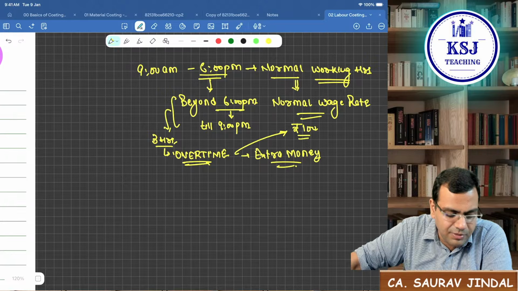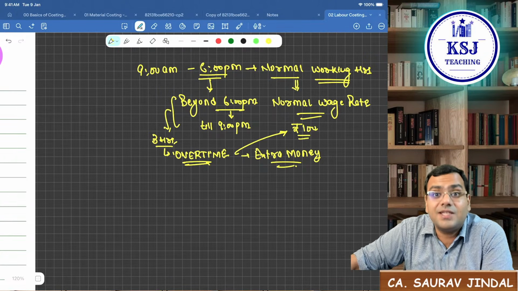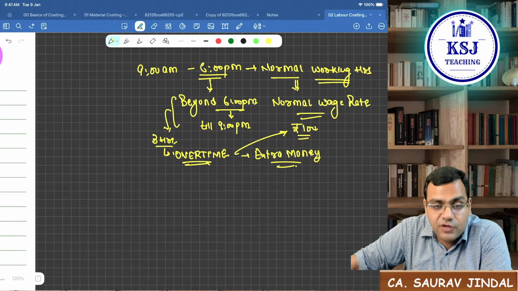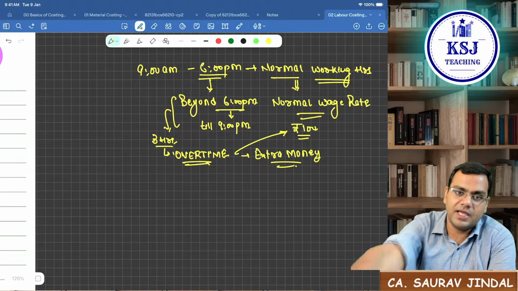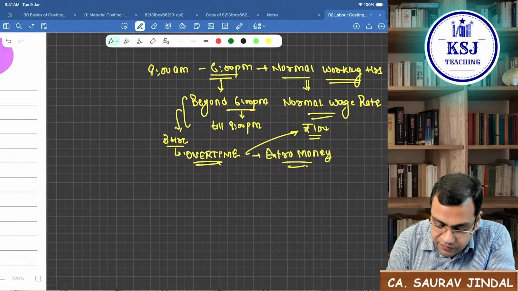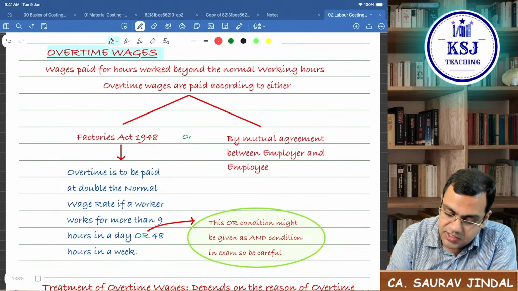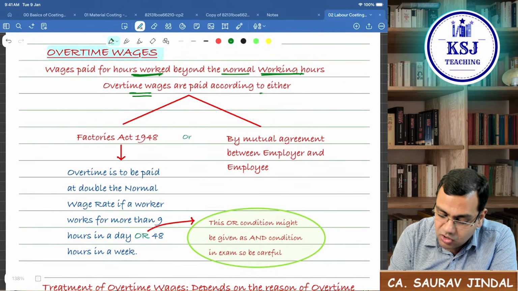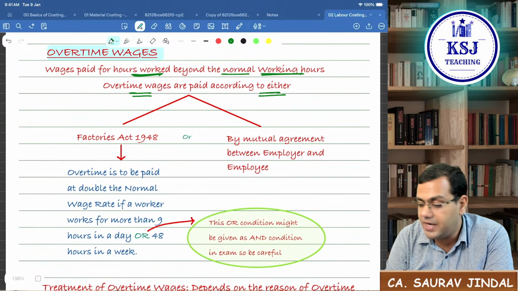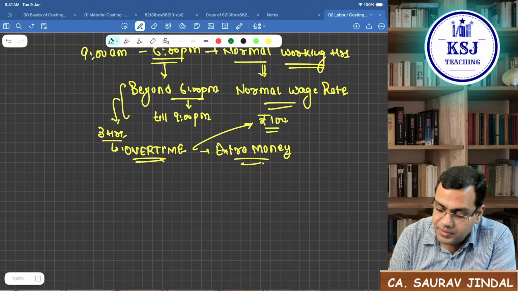100 rupees is the normal wage rate that he earns during the normal time also. So if he is putting in extra effort for those extra hours, he will be asking for some reward. So overtime wages are the wages paid for hours worked beyond the normal working hours. Overtime wages are paid according to either one of two things.